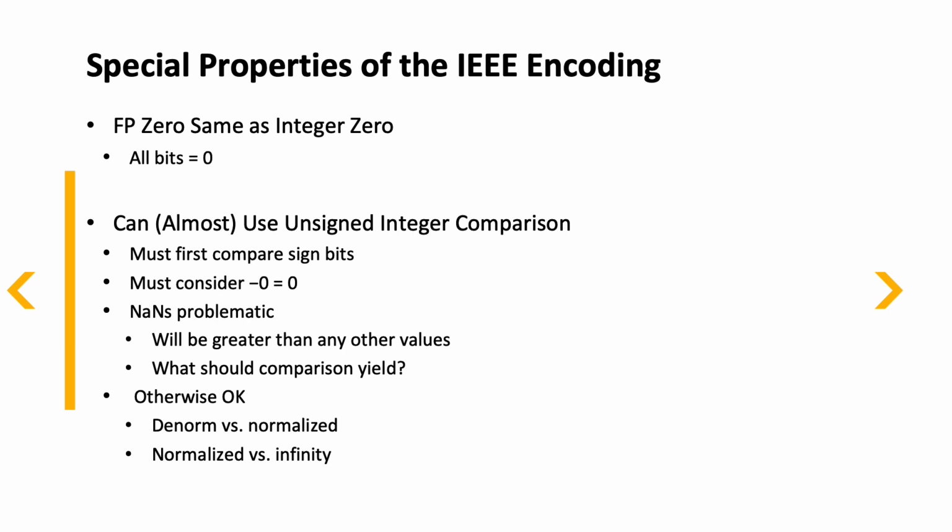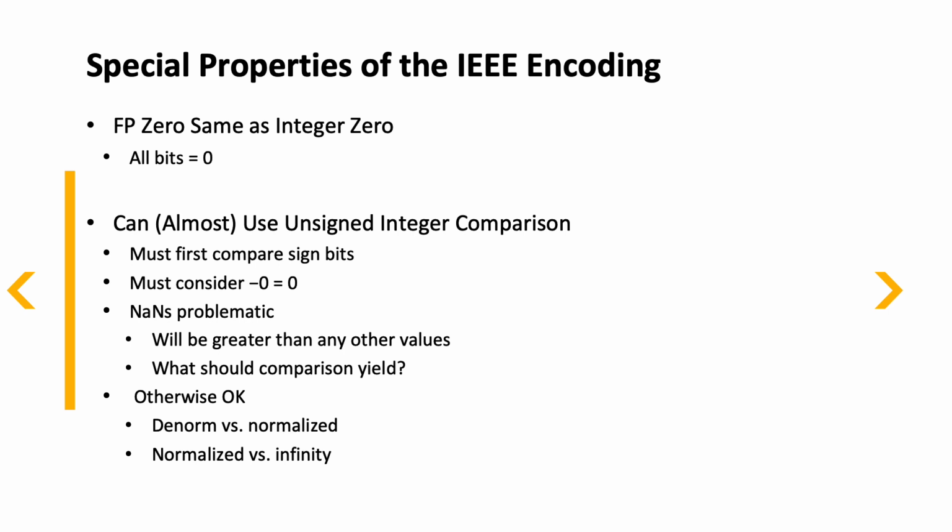We can almost use unsigned integer comparisons, but we have to keep in mind that we always have to compare those sign bits. We have to consider -0 and +0. Also, not a numbers are problematic. They're going to be greater than any other values, but what should a comparison yield? A comparison shouldn't really yield anything, because it's not a number, so we're not actually comparing two like things. Comparing 1 to a really huge not a number, we're still comparing a number to not a number, so there is no comparison to be drawn.